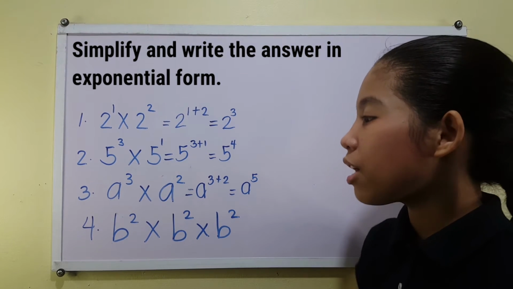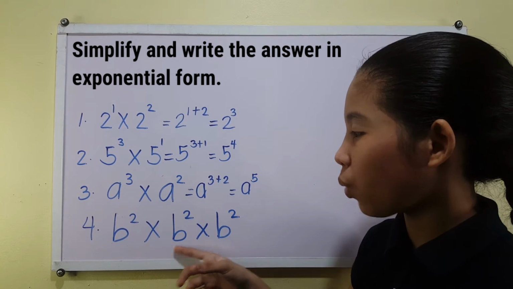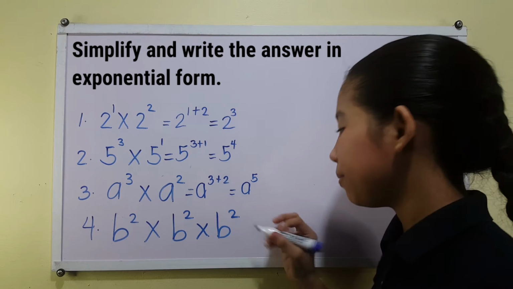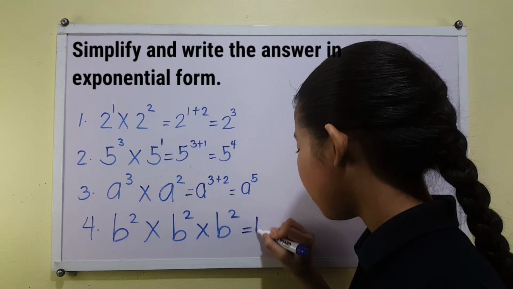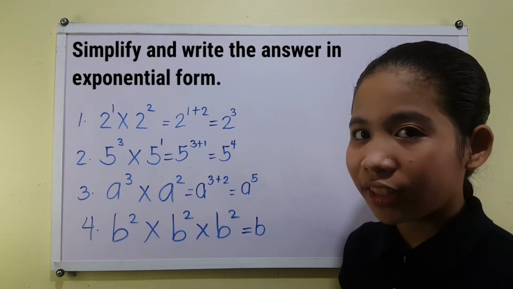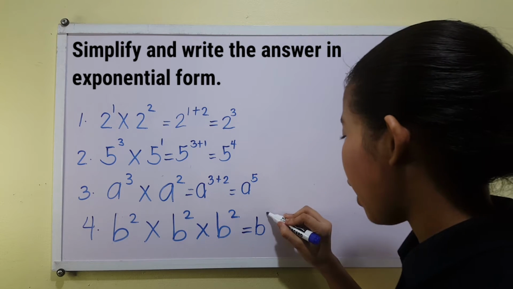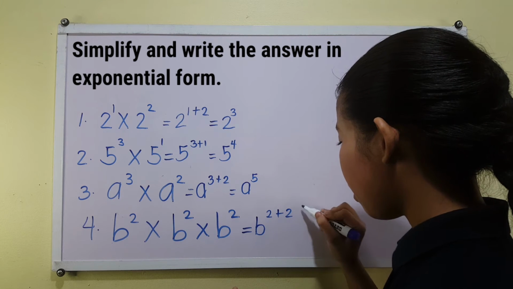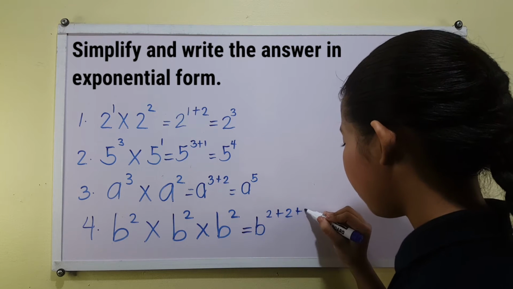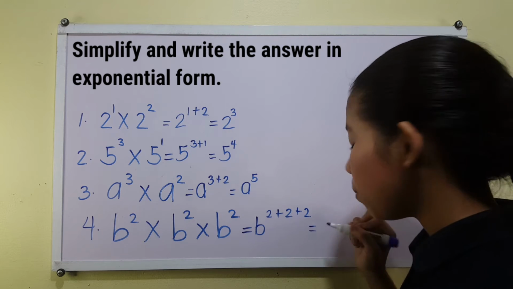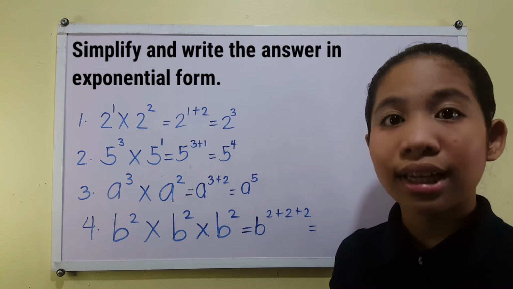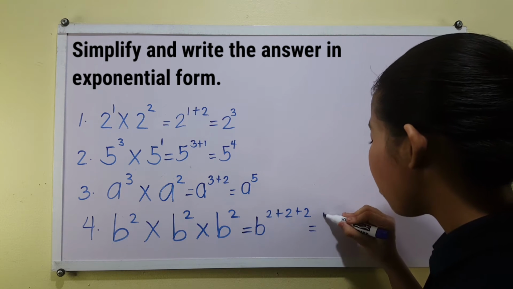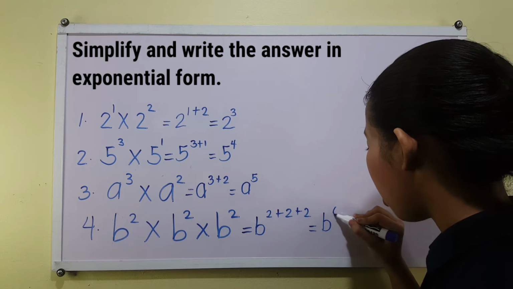Now we have b squared times b squared times b squared. The common base is b. Next, we are going to add the exponents. So now we have 2 plus 2 plus 2. And 2 plus 2 plus 2 is equal to 6. So for our final answer for the fourth example, we have b to the power of 6.